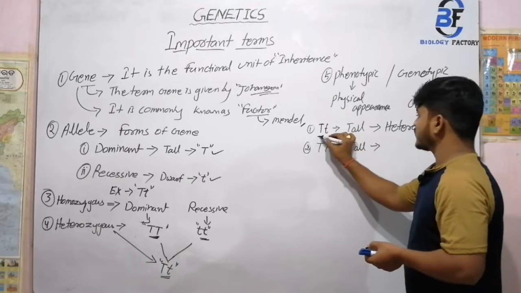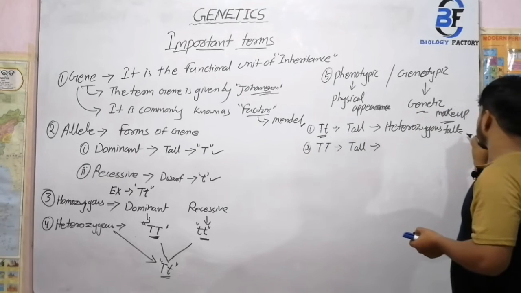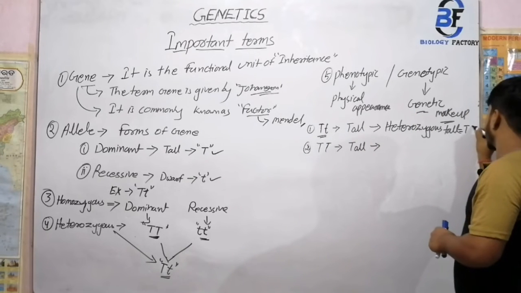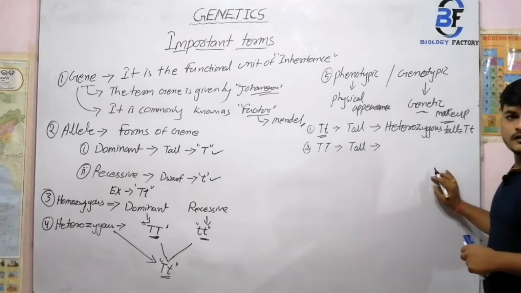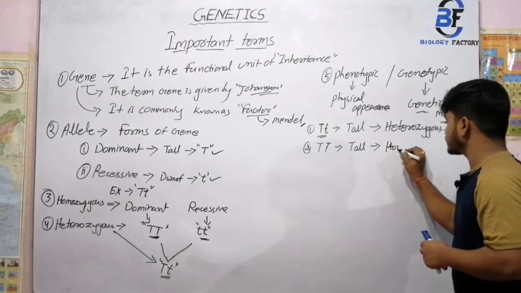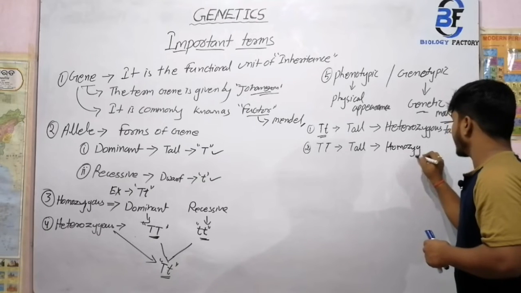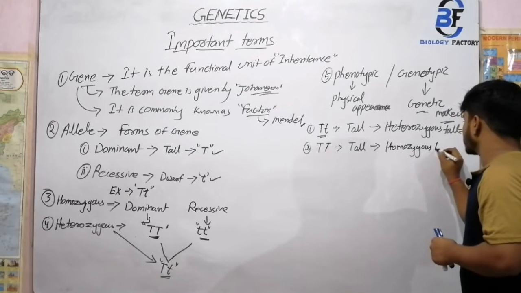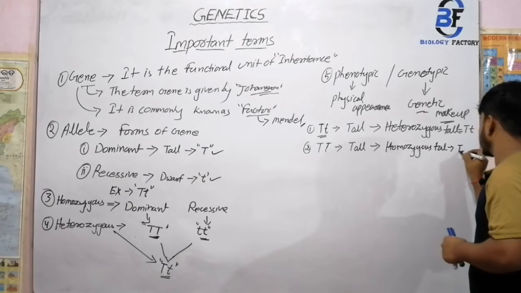So the plant is your heterozygous tall, and we wrote it as capital T and small t over here. Next, it is your homozygous tall, so we wrote it as capital T and capital T.